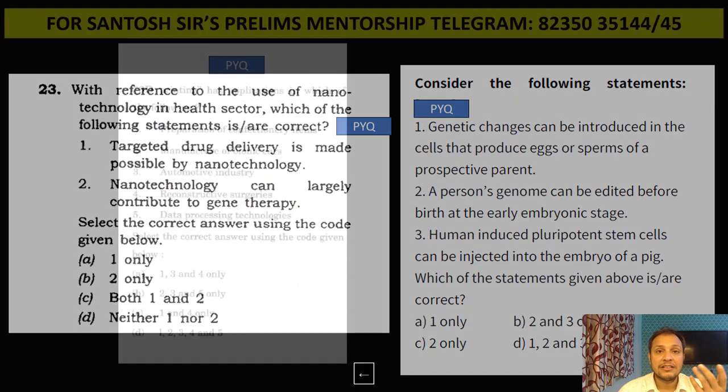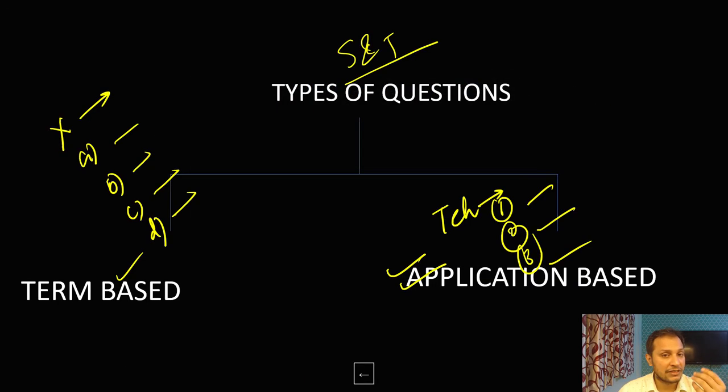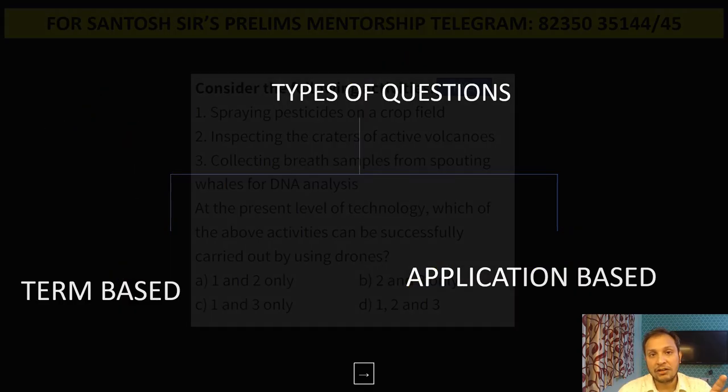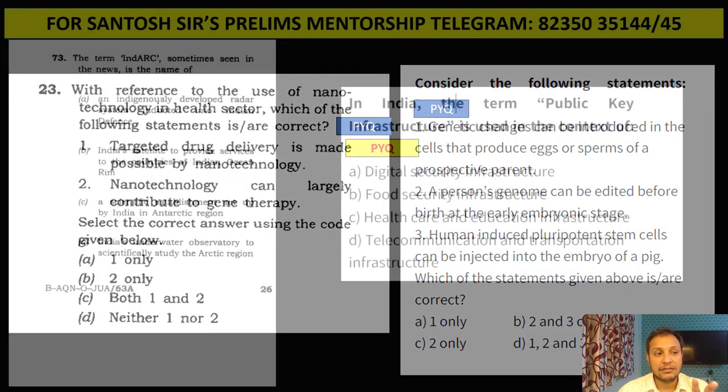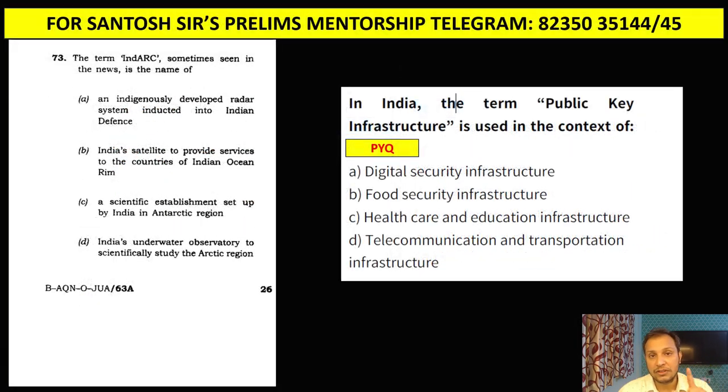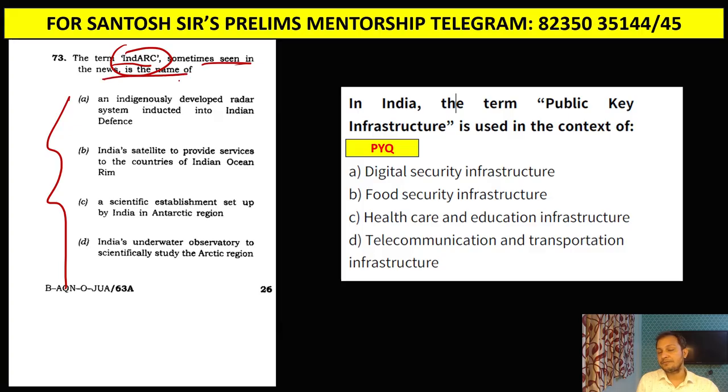Now I'll discuss term based questions. As I told you, the second type of questions are term based questions, which are very popular in the UPSC. Now there are two tricks as far as term based questions are concerned. The first trick is to look for similar sounding words in the options. So the term IndArc sometimes in news, look for similar sounding words.